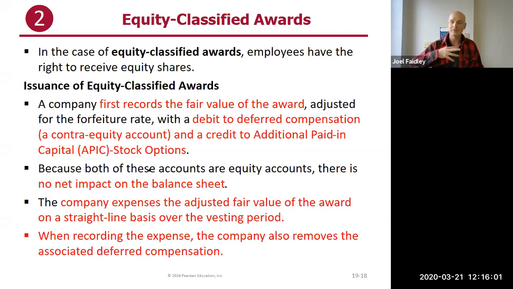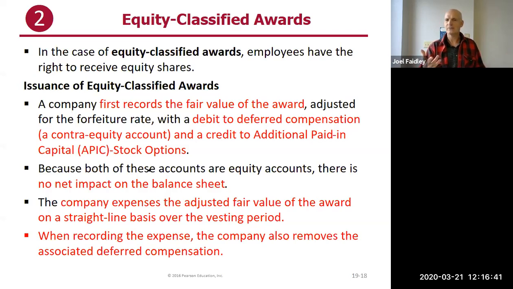So we've just pulled numbers out of our equity, in a sense. Usually makes accountants nervous when you do that. And that debit to deferred compensation, as the service period goes on, we're going to credit deferred compensation and debit compensation expense. So you're taking this out of your equity and taking it to the income statement. No net impact on the balance sheet, right? If you're reducing equity with deferred compensation, debit, and then you're crediting additional paid-in capital stock options.